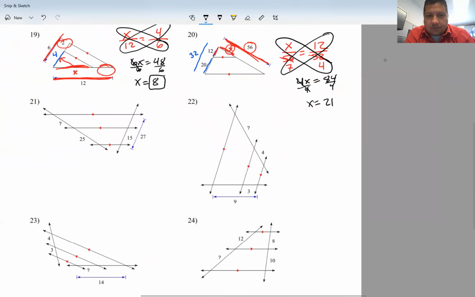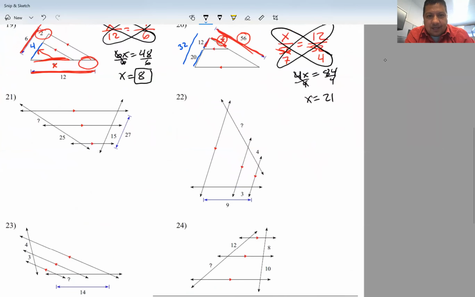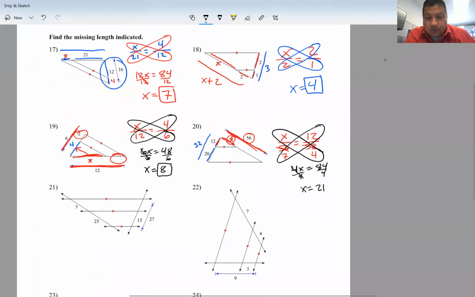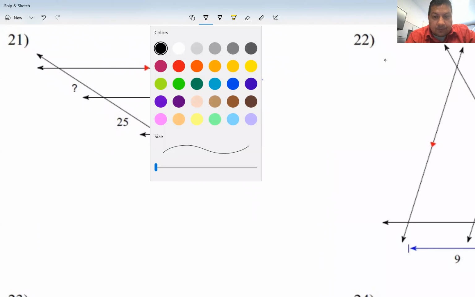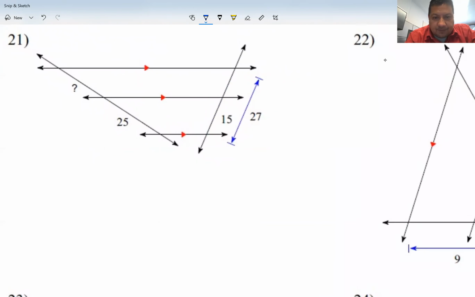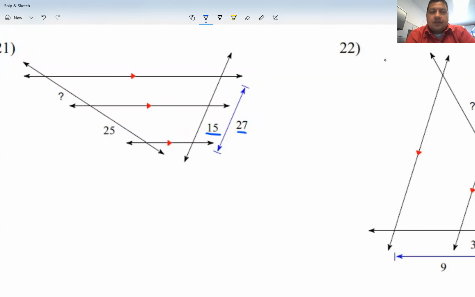Now, the next 4, the same idea. It's just that here on question 17 through 20, I had a triangle. You notice I had a triangle and 2 parallel sides inside of it. Now, 21, it doesn't quite complete the triangle, but I still have parallel sides. And we're going to treat it the same way we did the first 4 questions. I see the side that is all numerical, and I see there's a 15 and there's a 27. When I say numerical, it means just numbers.